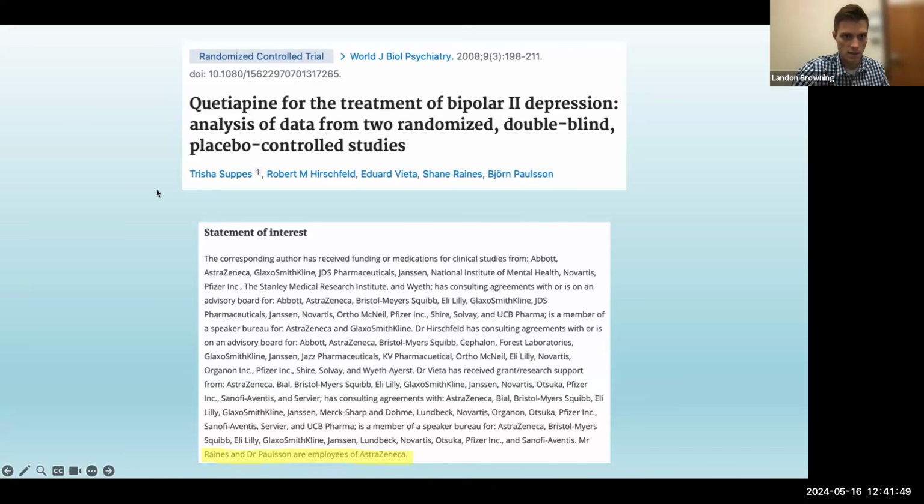And this is the statement of interest on this paper. Mr. Rains and Dr. Paulson are employees of AstraZeneca. It's just, there's quite a lot. I mean, just basically employees.